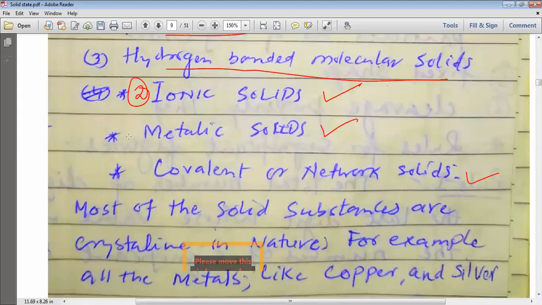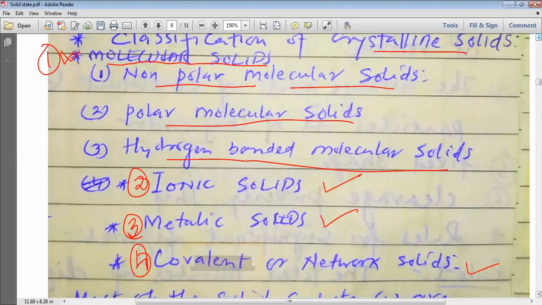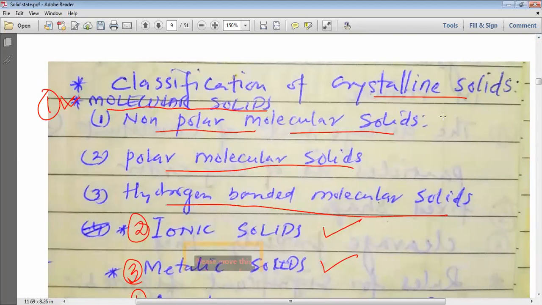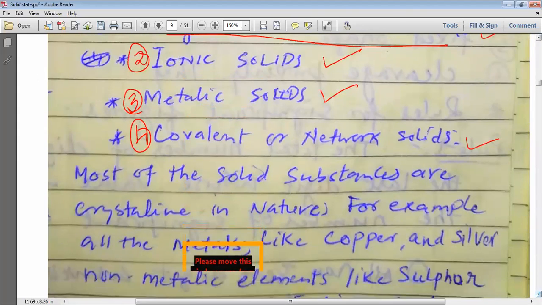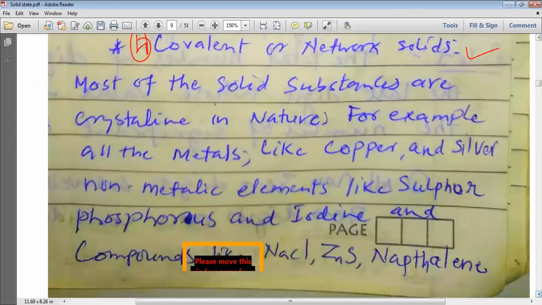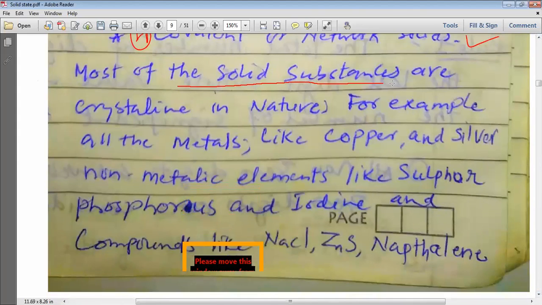Number two, ionic solids. Number three, metallic solids. And number four, covalent solids. These molecular solids can be further classified as non-polar molecular solids, polar molecular solids, and hydrogen bonded molecular solids. So this is how we classify the crystalline solids. Most of the solid substances are crystalline in nature.